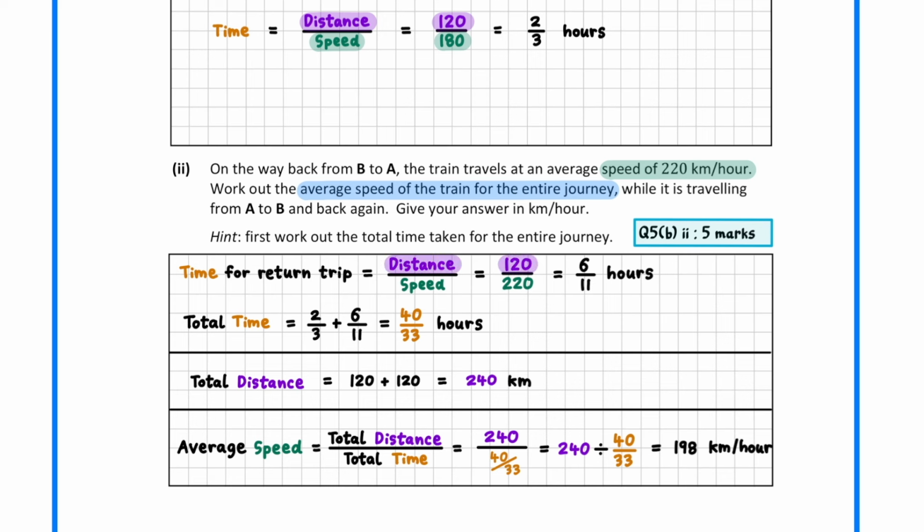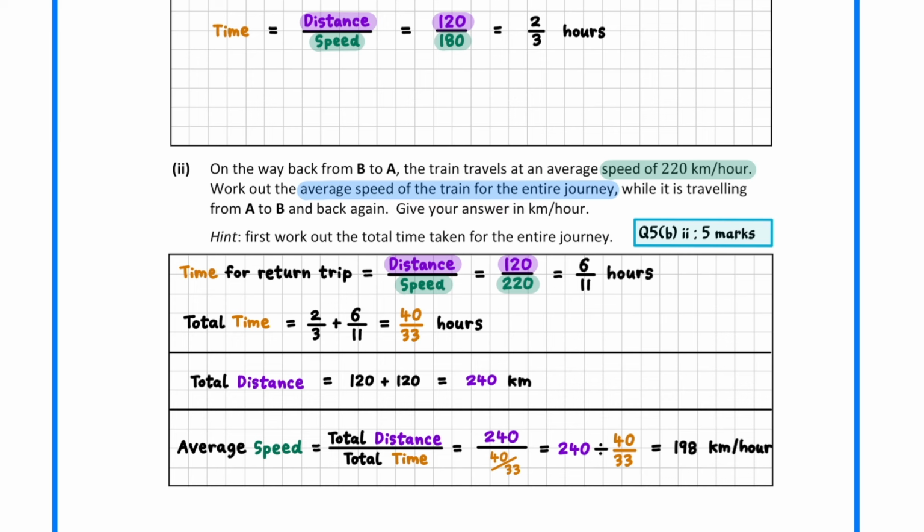This will be equal to the distance, 120 km, divided by the speed, 220 km per hour. Simplifying the fraction, this is equal to 6/11 hours. In part 1, we found that the outward trip took 2/3 hours, so the total time for the journey will be 2/3 plus 6/11, which comes out as 40/33 hours.